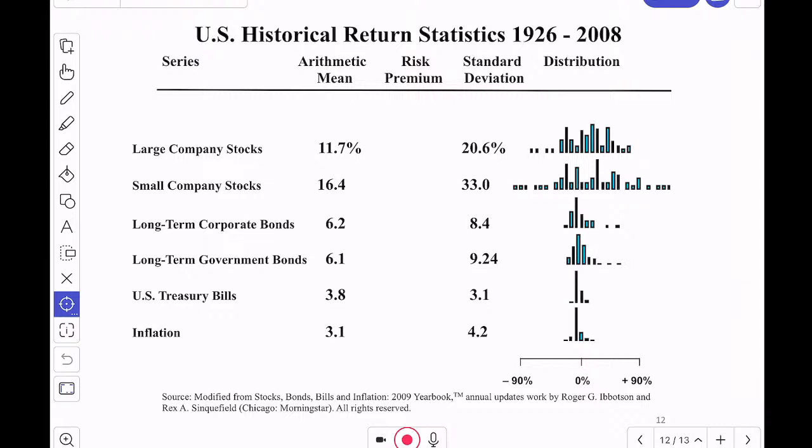So this is just a way of dividing up the different assets. And you see here, if I smooth this out, it's not perfect, but it's approximate, we would say approximately normal distribution. Small company stocks are more spread out, right? That shows the volatility. It's much flatter.